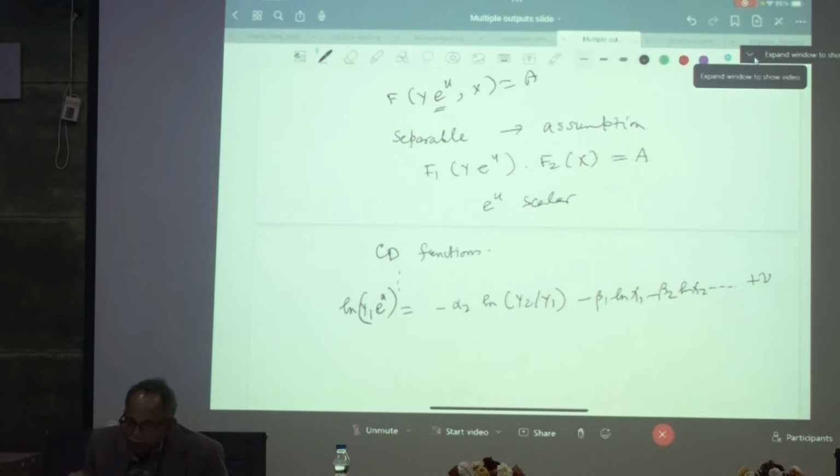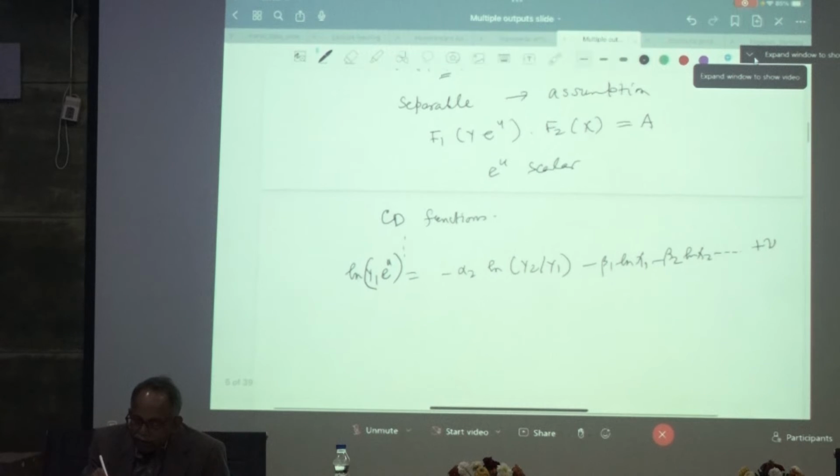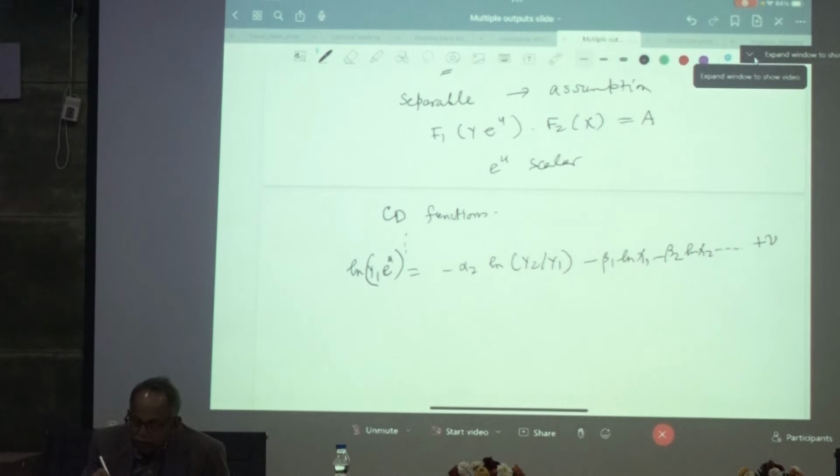Okay. So now what you do is you can just say that log of y1 is equal to, you have everything in there, and then take u to the right hand side because log of e to the power u is u, so then you are getting v minus u.